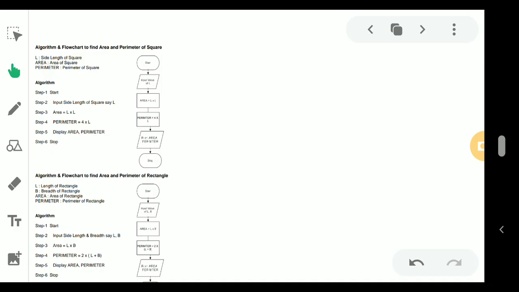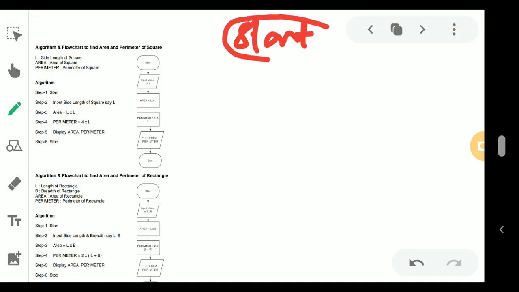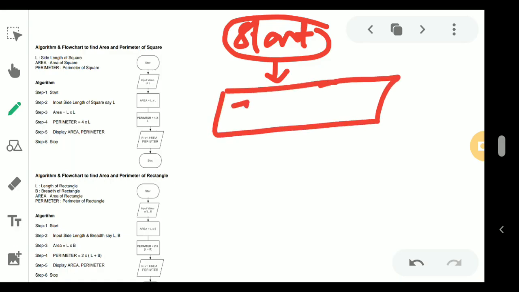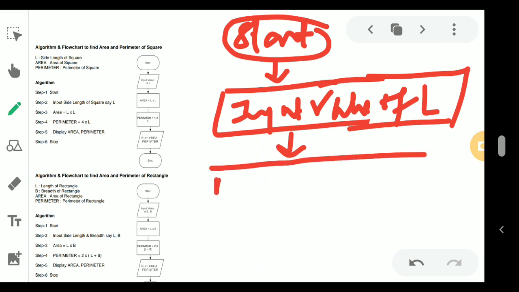Now we will draw this algorithm as a flowchart. How to do it? So start, it is done. Then we take the input value of the side, input value of L. I'm taking capital L. It is done. Then we will calculate the area or perimeter, whichever you prefer first. AREA equals L into L.